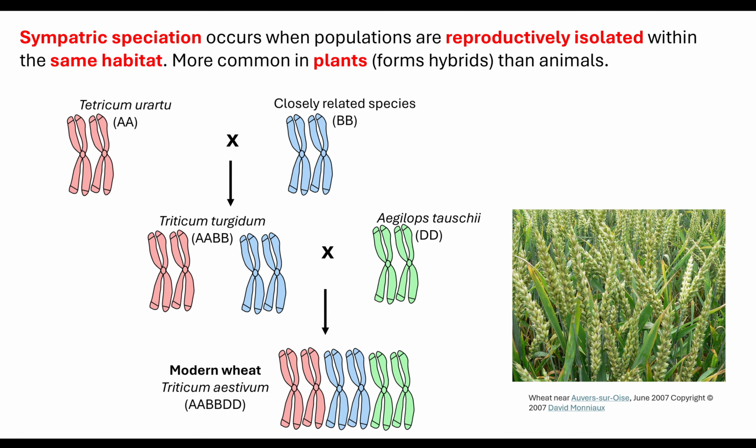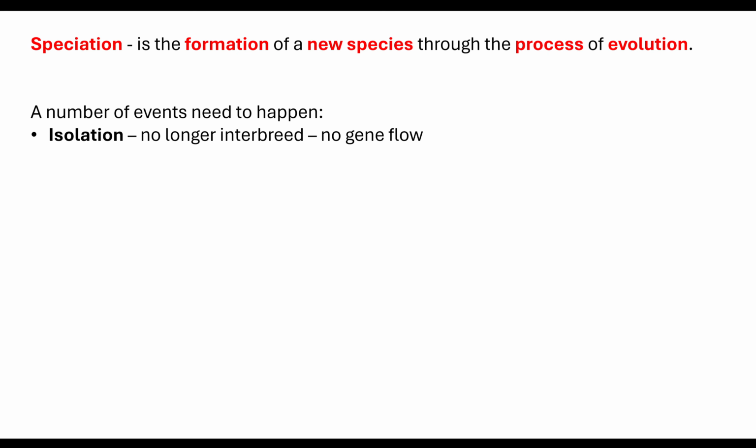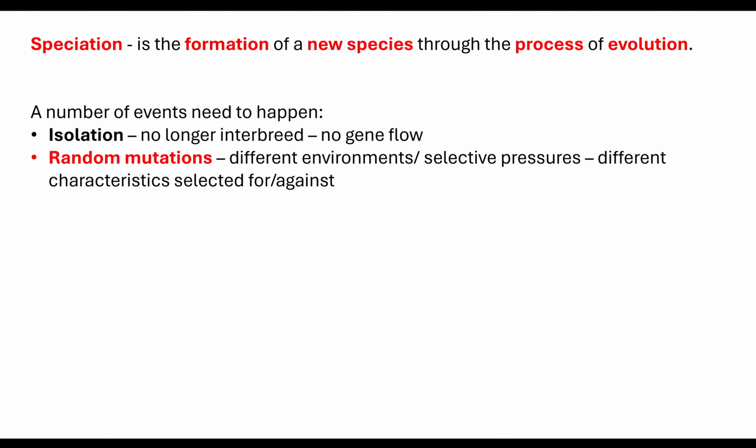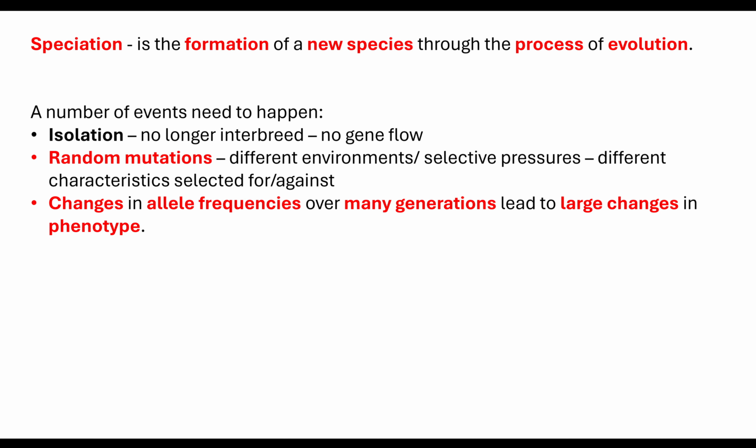So after we have got this isolation occurring, there are a few other events that need to happen for this formation of a new species. We need random mutations to occur. They're in different environments. There are different selective pressures that are going to occur, and therefore different characteristics are going to be selected for or against. We then have these changes in the allele frequency over many generations, which lead to large changes in those phenotypes. And therefore, we get to the point where they are no longer able to interbreed. They are now reproductively isolated.